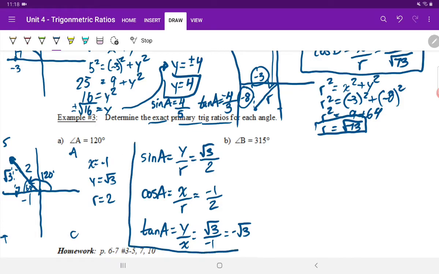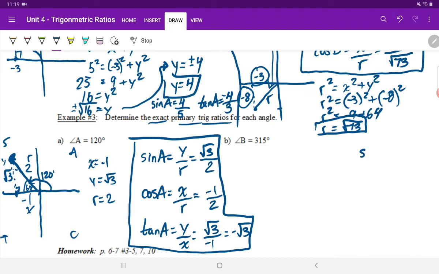We wrote out all three ratios, and the way we did that was we drew a sketch of the 120 principal angle. We realized we need to know the x, y, and r of this point, so we found the related acute angle. It was a special angle of 60 degrees, which means we knew the sides of our right-angled triangle. Then we simply wrote out what our x, y, and r were, and subbed them into our ratios. Let's try it one last time.